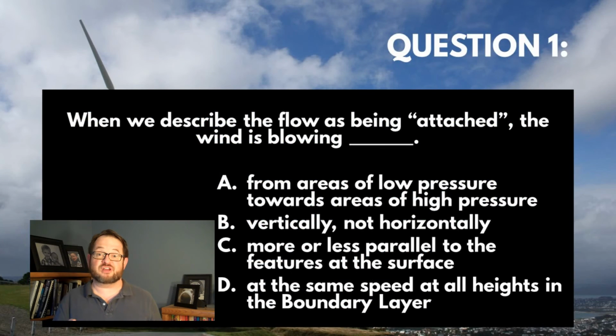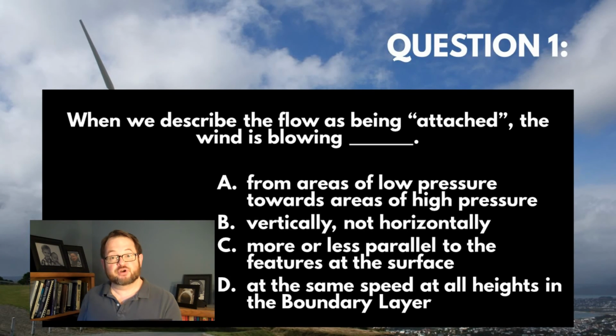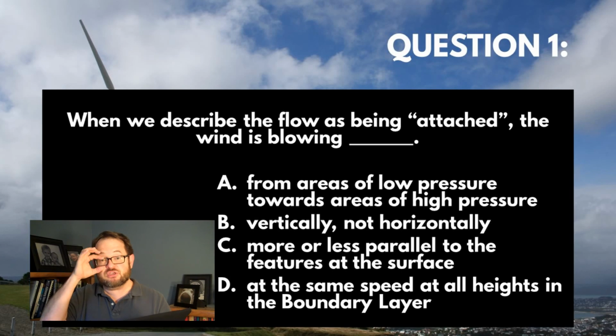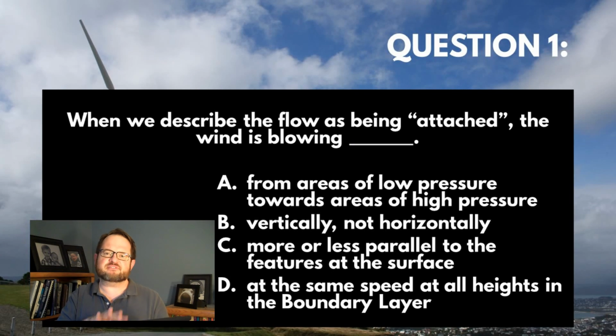Now, before we move on and start talking about detached flow, let's answer a couple quick questions. When we describe flow as being attached, the wind is blowing A, from areas of low pressure towards areas of high pressure, B, vertically, not horizontally, C, more or less parallel to the surface features at the surface, or D, at the same speed at all heights of the boundary layer. None of those are exactly the same words that we used, but which of those would be a good way of describing what we mean by attached flow? Make a choice from those 4 options and get a little feedback before you move on to question 2.